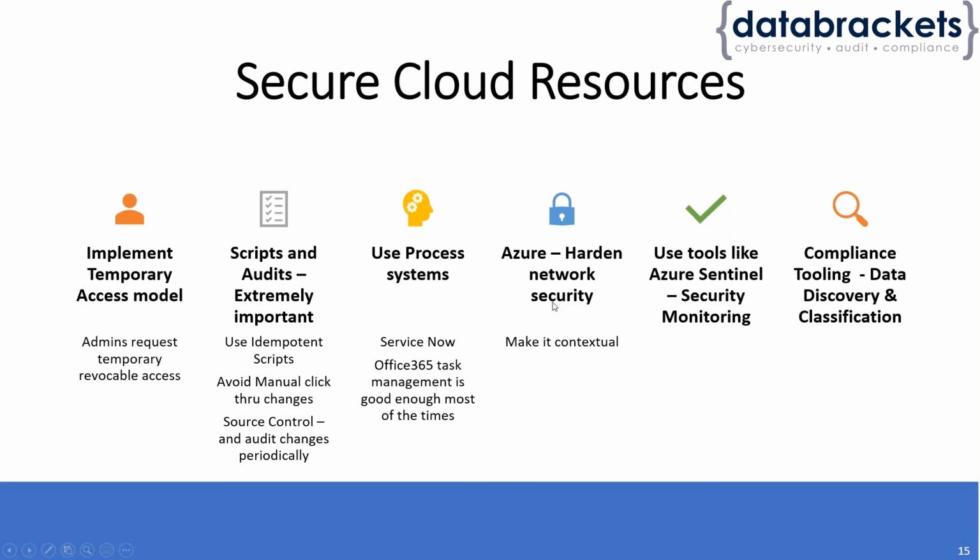Network security, make it contextual. That means in network security rules, don't hard block things. Layered security doesn't help in most instances, but rather do contextual security. That means based on what application is requesting access and the geographic location or a combination of factors, allow or deny access. That's an easy way, and it's more secure. Use tools like Azure Sentinel, as I mentioned, and then the compliance tooling.